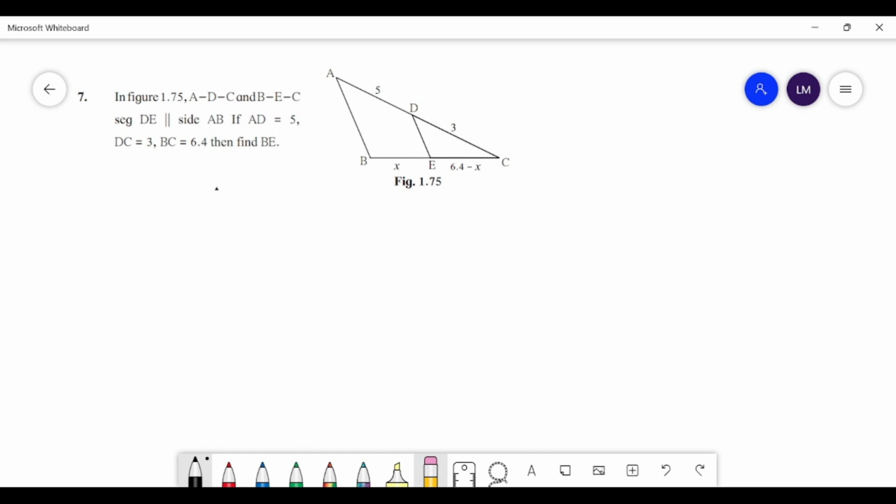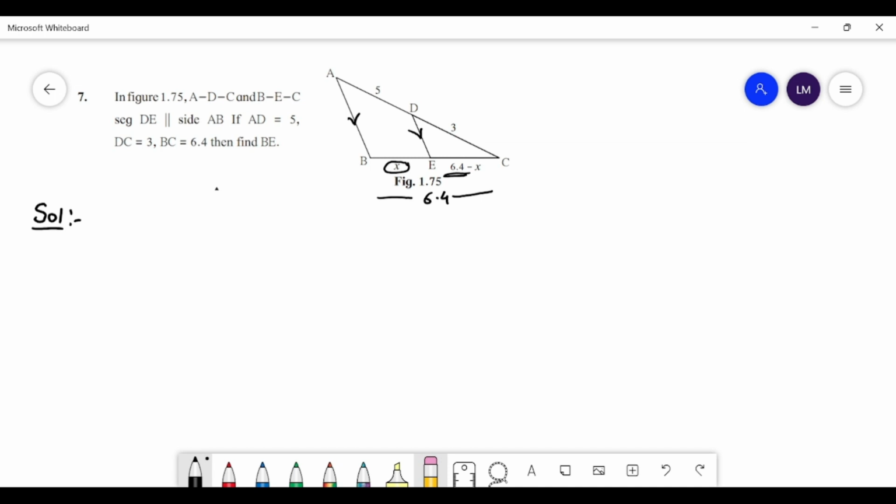In the figure ADC, BEC, DE is parallel to AB. That means this DC is parallel to AB. Now the value for AB is 5, DC is equal to 3, BC is equal to 6.4. Total BC is equal to 6.4. So we have taken the value of BE as X. So the remaining value will be 6.4 minus X. Now we'll write the solution.